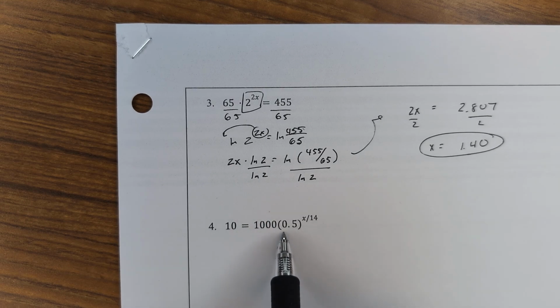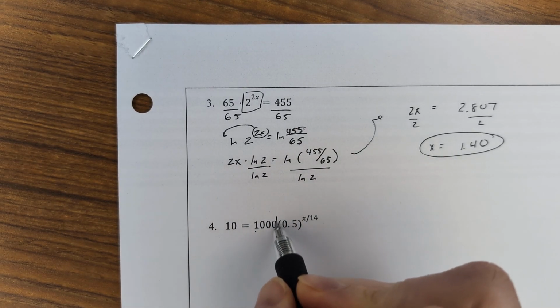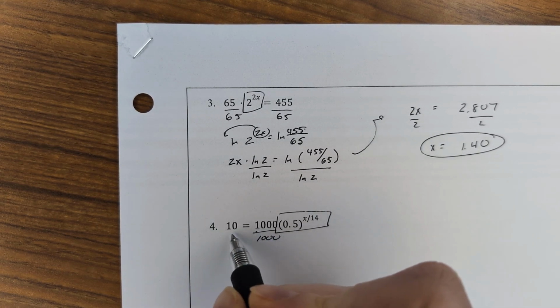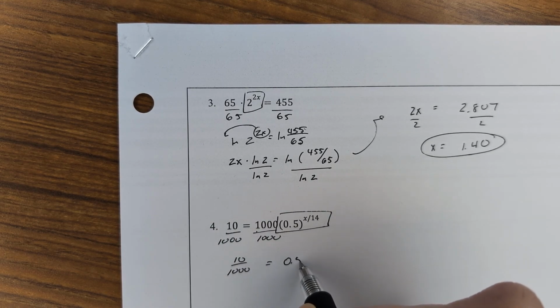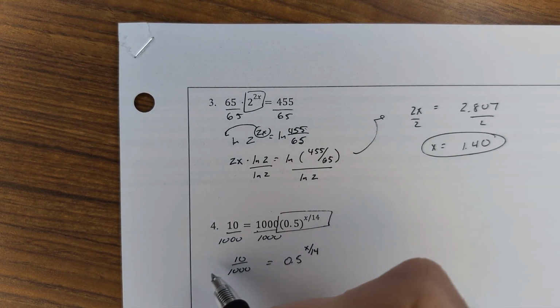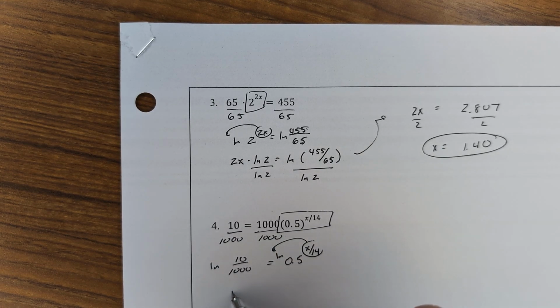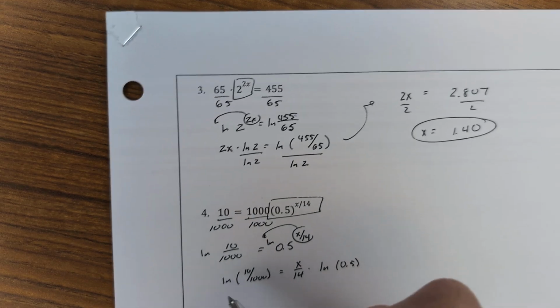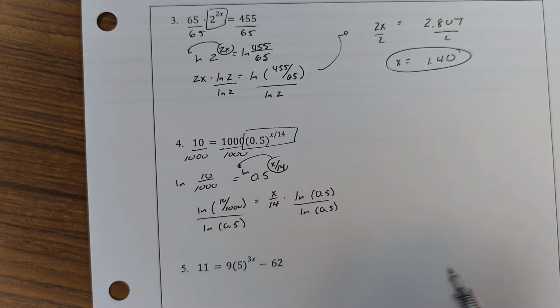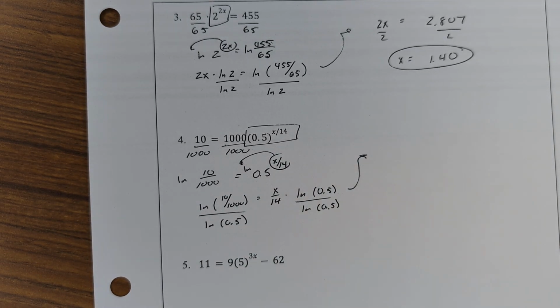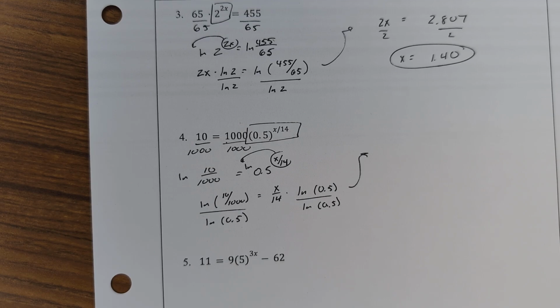This one's just structured a little bit differently. Instead of the multiplication dot, we have just the parentheses, but it's the same first step. We got to get the thing that has the exponent by itself. So divide both sides by 1,000. So 10 over 1,000. Once the multiplication is done, I don't need those parentheses anymore. ln lets me pull the exponent out front. So ln 10 over 1,000 equals x over 14 times ln 0.5. I'm moving everybody to the left this time because my equation is backwards from the previous ones. So we'll have ln of 10 over 1,000 divided by ln of 0.5.